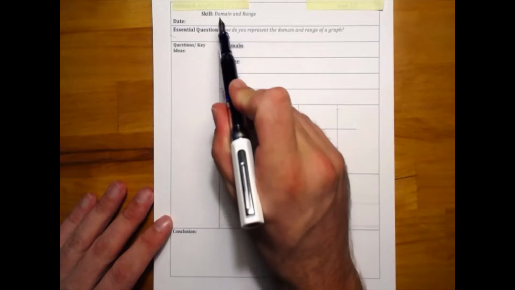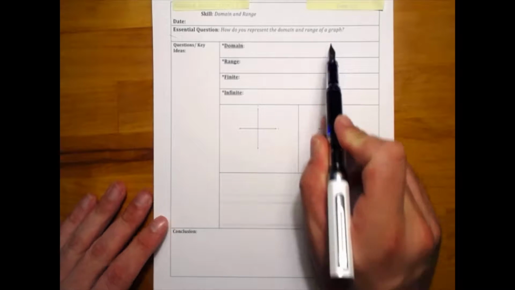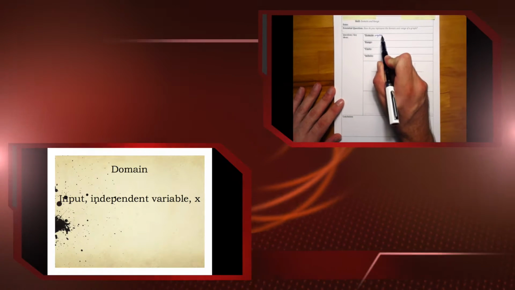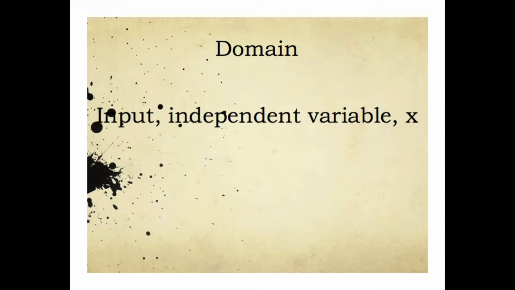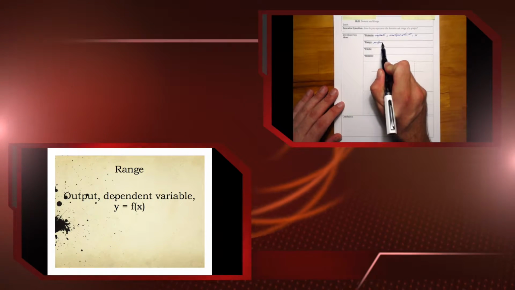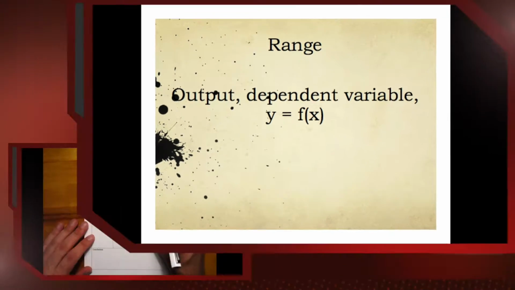This lesson is on domain and range, and how do you represent the domain and range of a graph? The domain, simply put, is the input, the independent variables, often considered the x on the Cartesian plane. The range is its output, a dependent variable, y on the Cartesian plane, and in function notation, f of x.